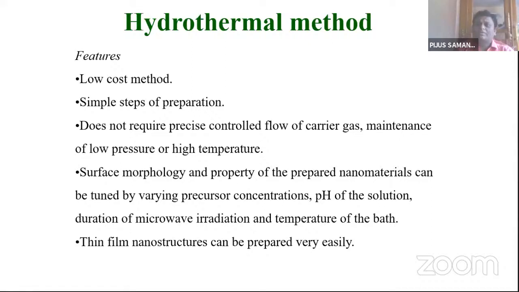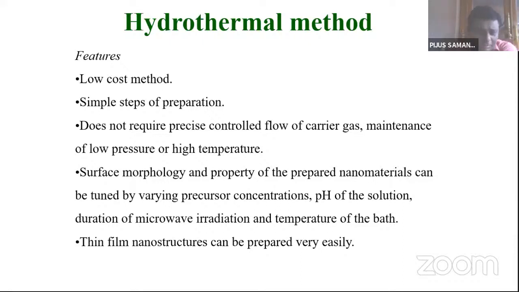can be easily adopted in our ordinary laboratory environment. And obviously, the surface morphology and the properties of the synthesized material depend on the type of precursors, its concentration, pH of the solution, temperature, growth duration, etc.